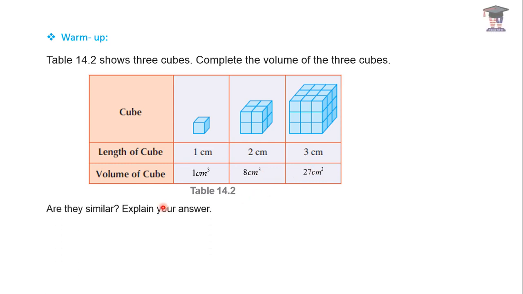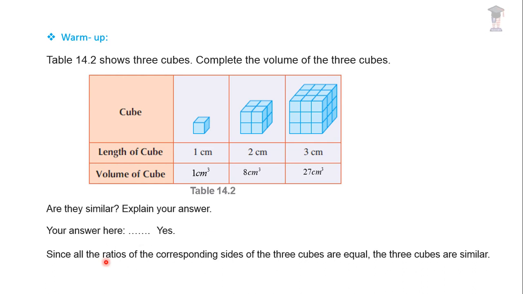Okay, so the question: are the 3 cubes here similar? First, second, and third, are they similar? Explain your answer. Yeah, good, they are similar. All the ratios of corresponding sides of the 3 cubes are equal, so the 3 cubes are similar. Good.